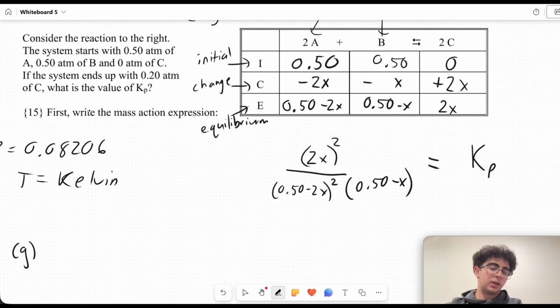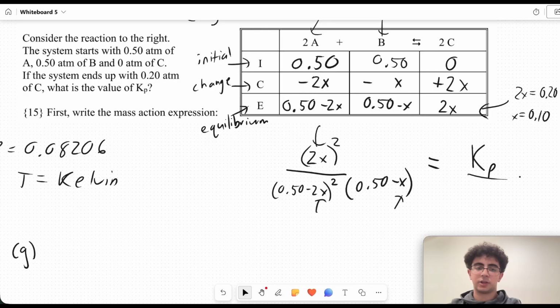So it's asking here, if the system ends up with 0.20 ATM of C, what is the value of Kp? So 0.20 of C, that means 2X here, your final equilibrium, is going to be equal to 0.20. So 2X equals 0.20. That means X equals 0.10. That means we can plug in all the X's here to be 0.10. And then just put this in your calculator and you'll get your Kp value.